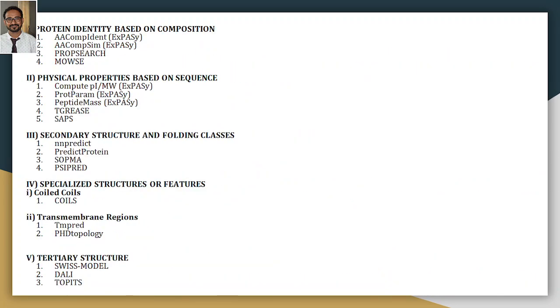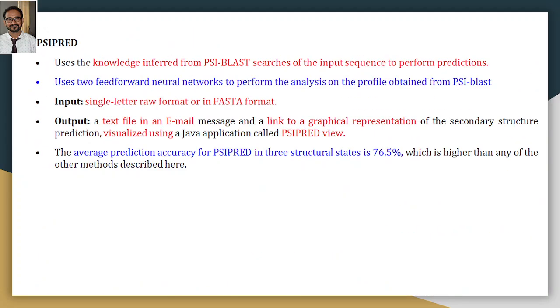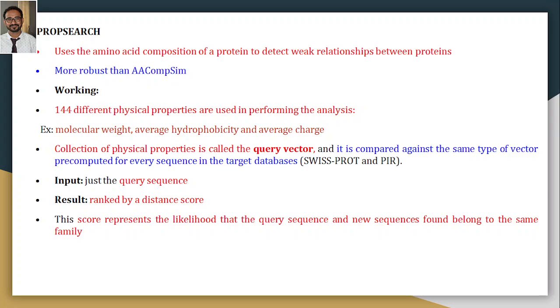This is how it looks. Around 5 different kinds of protein identification based on different things: based on the composition, based on the properties, based on the secondary structure and folding, based on the specialized structures or features, and finally based on tertiary structures. We'll start from the beginning.